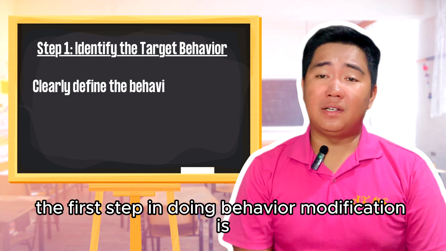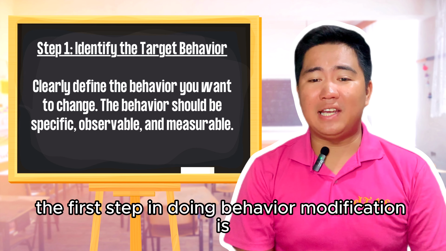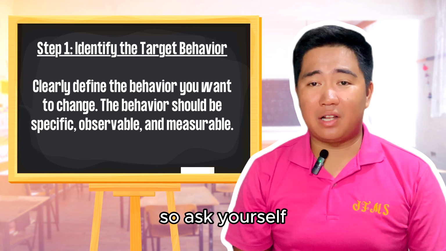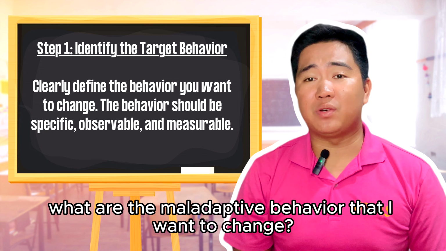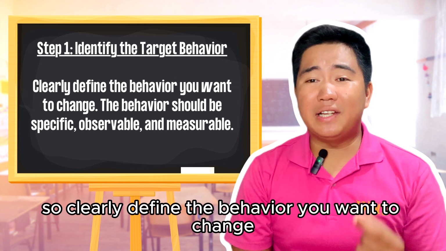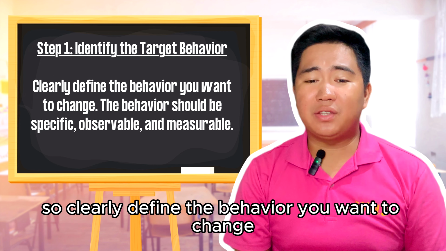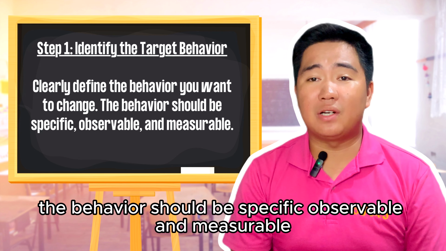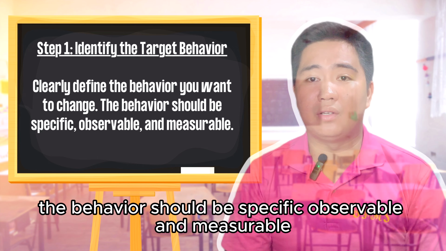The first step in doing behavior modification is to identify the target behavior. So ask yourself, what are the maladaptive behaviors that I want to change? So clearly define the behavior you want to change. The behavior should be specific, observable, and measurable.